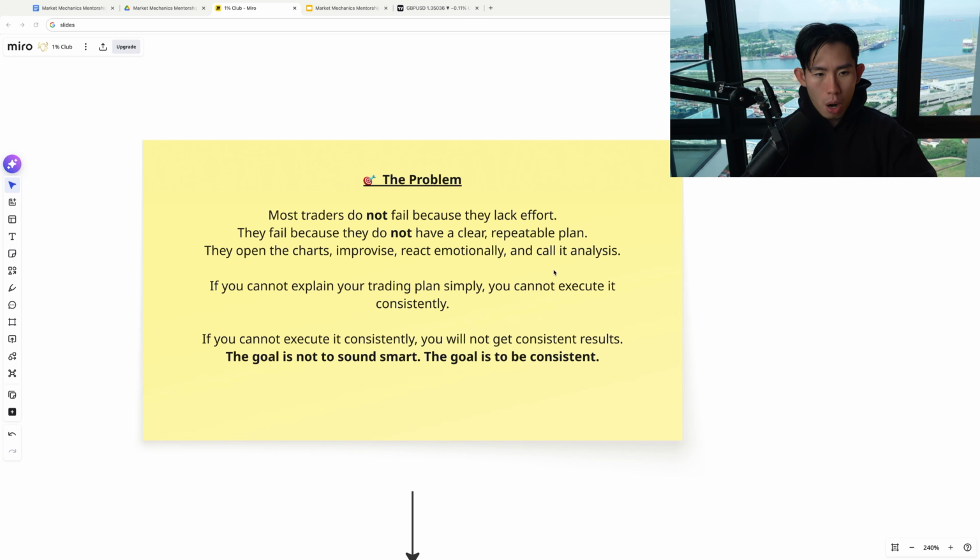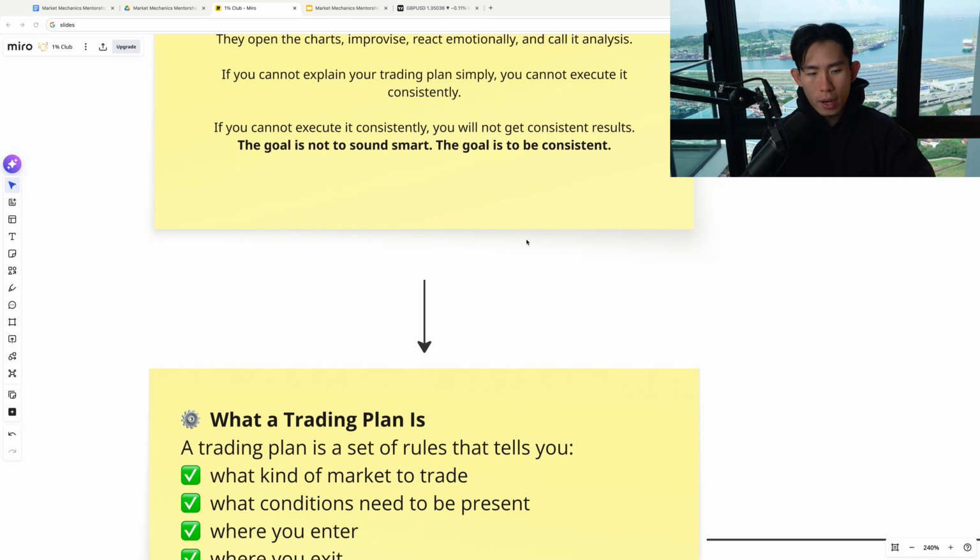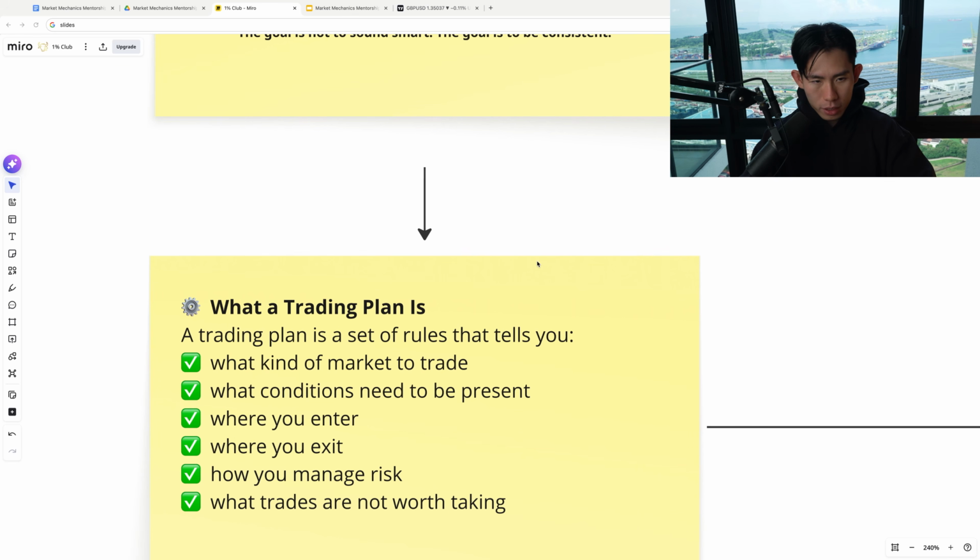So before I show you how to build a mechanical trading system or a trading plan inside Edgeflow, I want to talk about the theory behind it. Because if you do not understand why a trading plan matters and what it actually is, then building one just becomes a waste of time.